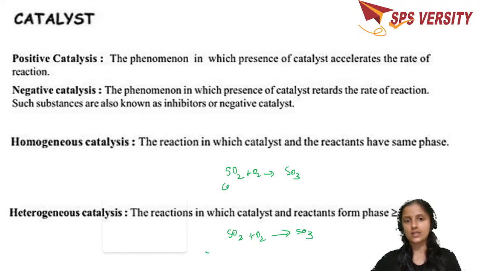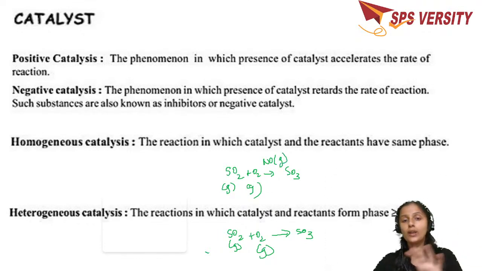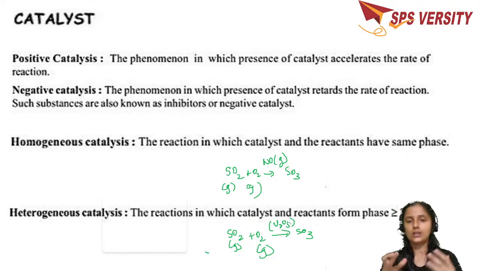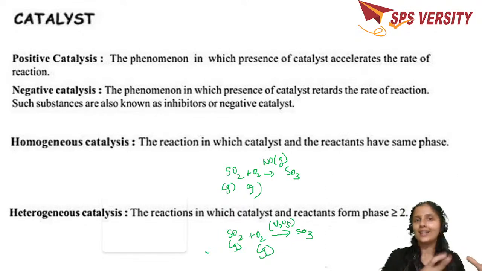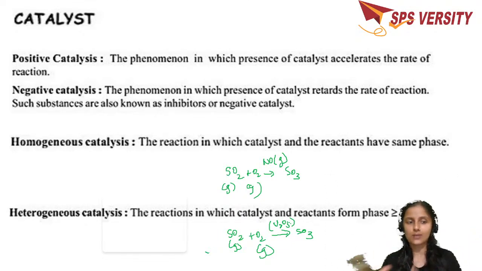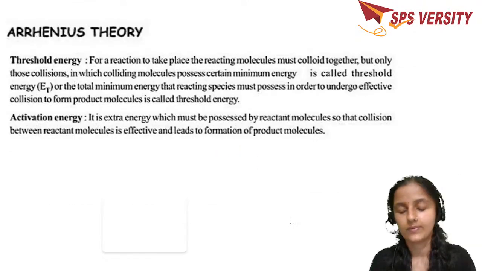If it is a homogeneous catalysis, this is a gas, this is a gas. The reactants are in the gaseous phase. And you have to take the reactants and the catalyst, that's NO, nitric oxide. This is also in the gaseous phase. This is easy because all are in the gaseous phase. They intermix well with each other. And this one is on the surface of a catalyst V2O5, which is vanadium pentoxide, a solid. So here the reactants and the catalyst are in different phases. This is what is meant by heterogeneous catalysis.